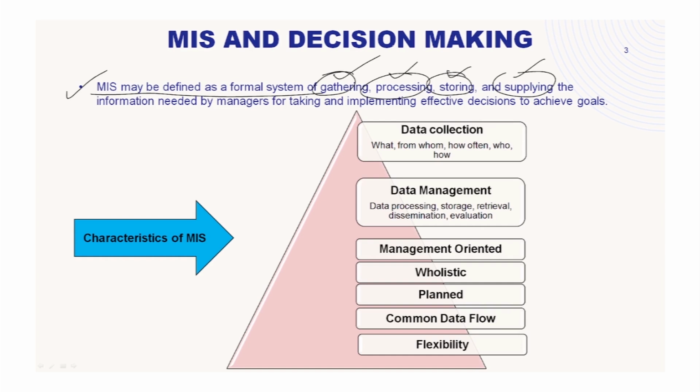And the characteristic of the management information system, the very first one, is data collection. Data collection will give an idea about a few questions regarding what data, from whom, how often, who will be collecting the data, and how the data will be collected. So five important questions will be solved under the MIS. What kind of data you will require, whether it is qualitative data or quantitative data. Qualitative data can be calculated by the behavioral factors of different groups. Quantitative data can be derived mathematically, statistically through some software.